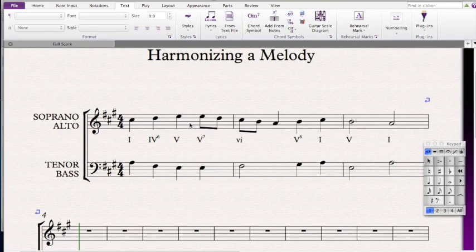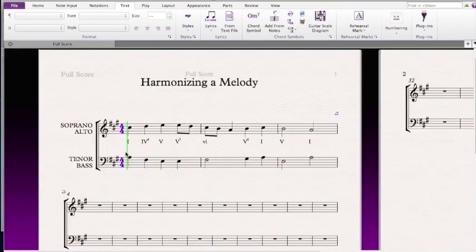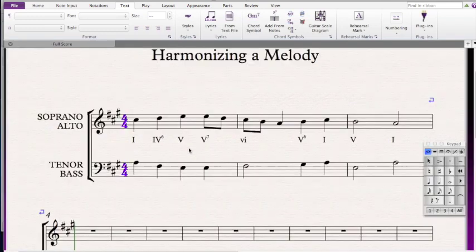Now, you would write your Roman numerals down here. It's just I was writing them by the soprano line earlier. But let's hear what we have. Cool. So that sounds good.